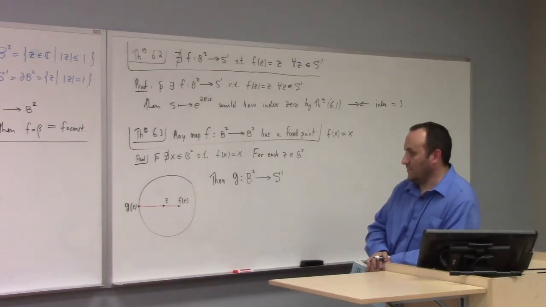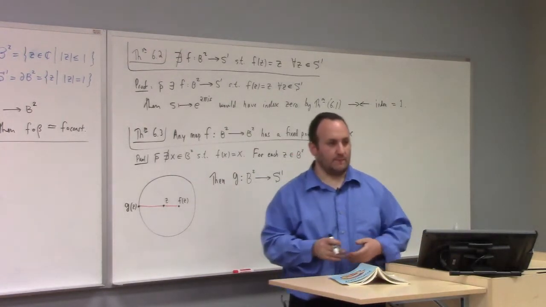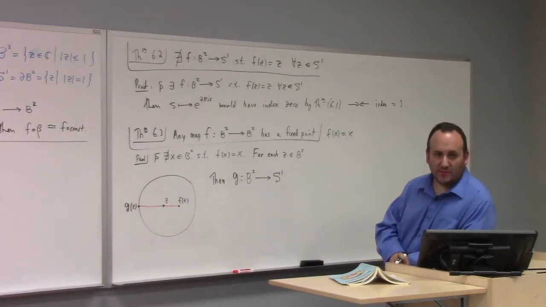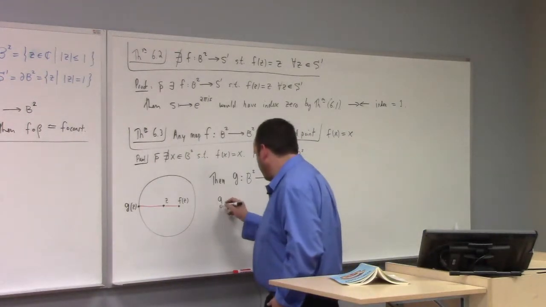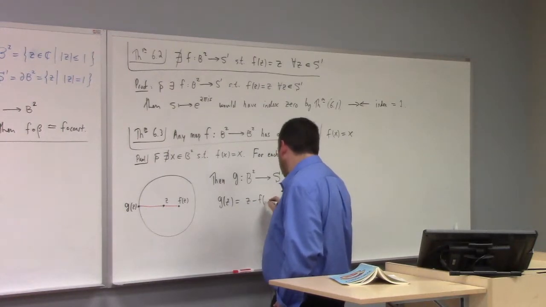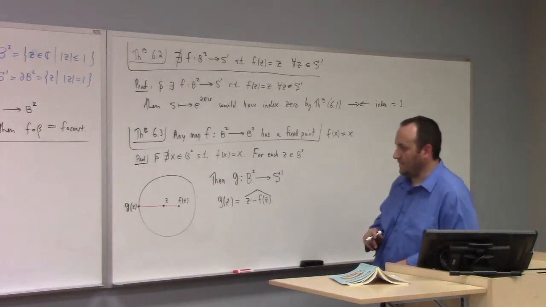Can you give me the formula for G of Z? I mean, this is a plain old problem of geometry. Can you give me the formula for G of Z, given how we've defined it geometrically? G of Z, right, is equal to Z minus f of Z hat, I think.